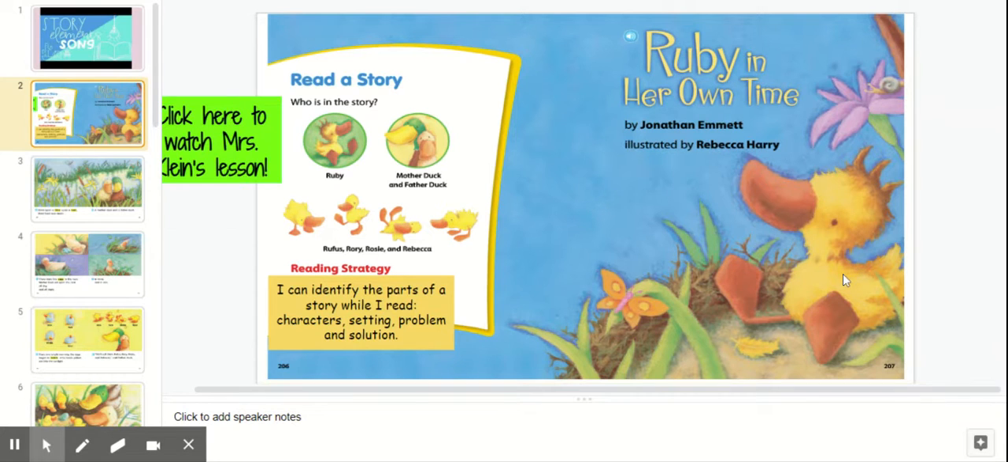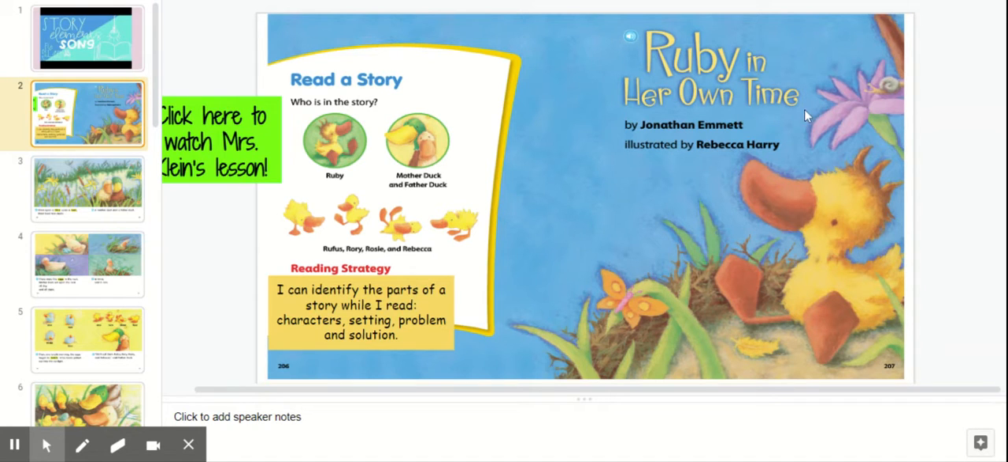The main character in the story is Ruby. And Ruby is this little baby duckling. Then we also have Mother Duck and Father Duck. And Ruby has four brothers and sisters, Rufus, Rory, Rosie, and Rebecca. All of their names start with R. Okay, let's listen to the story.